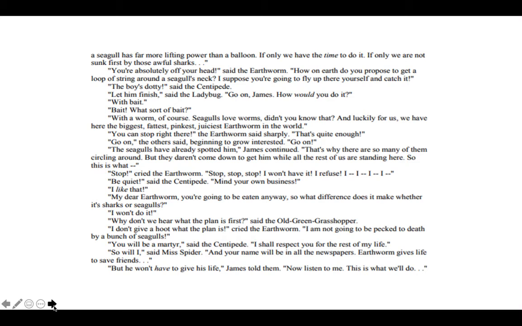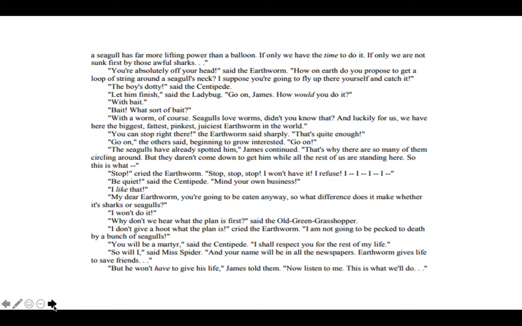With bait. Bait? What sort of bait? With a worm, of course. Seagulls love worms. Did you know that? And luckily for us, we have here the biggest, fattest, pinkest, juiciest earthworm in the world. You could stop right there, the earthworm said sharply. That's quite enough. Go on, the others said, beginning to grow interested.